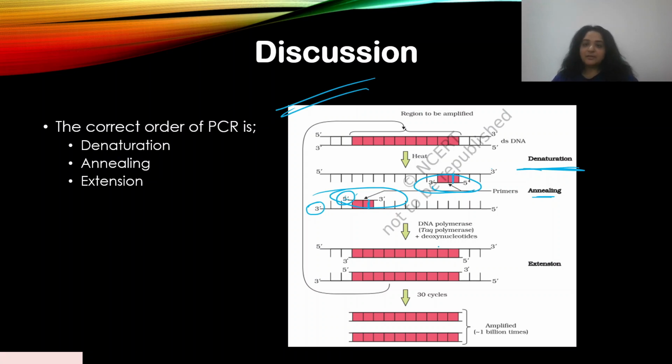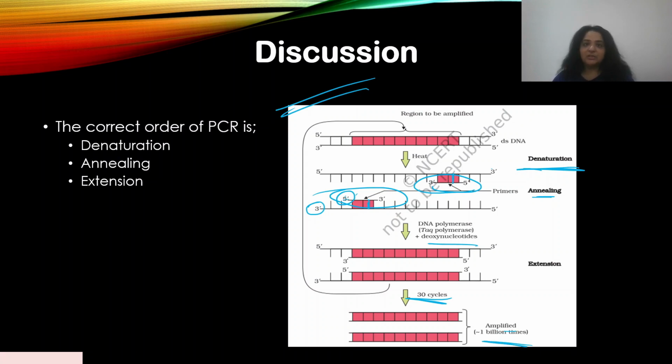Then you have your Taq polymerase and deoxynucleotides mixed, and only then will extension take place. The primer is there to start, but you need the polymerase enzyme and deoxynucleotides to extend that strand of DNA to finally form a double-stranded DNA. Here they said 30 cycles. If you keep repeating this process over and over again, it's like creating copies, like a photocopy. You just keep creating more, and it will be amplified almost 1 billion times.